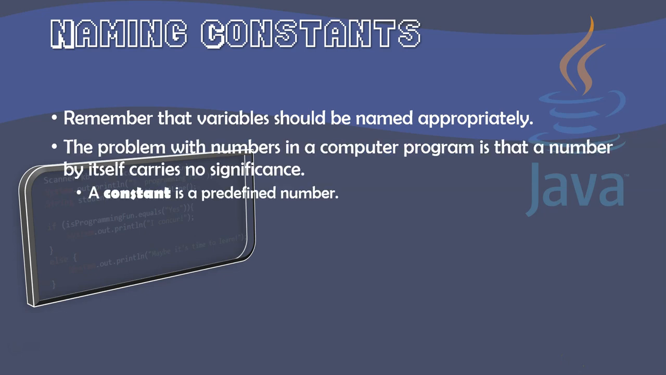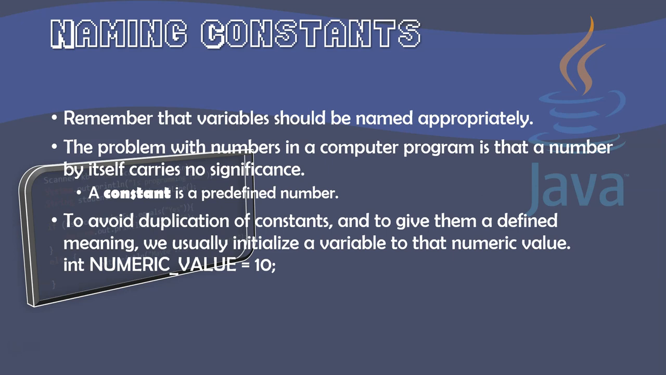Now, the problem with numbers in a computer program is that if I just have a number by itself, it doesn't necessarily carry significance. If I were to, for example, have pi, and I were to do 3.14, well, that 3.14 by itself doesn't have any meaning until it's actually used. And so a lot of times when we have values, let's say like pi, we want those to be predefined because they are never going to be expected to change. We're never expecting pi to change because it's a constant. And because it's constant, it is technically predefined. It's never going to update in its value.